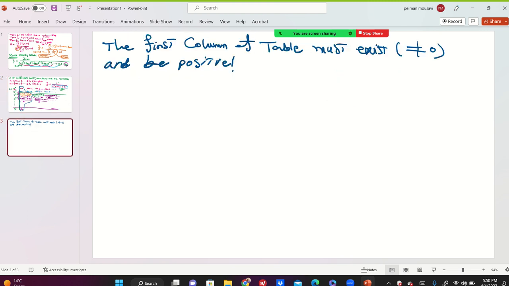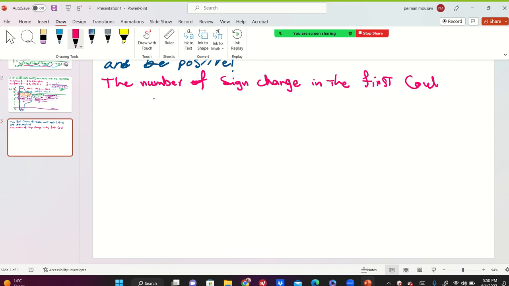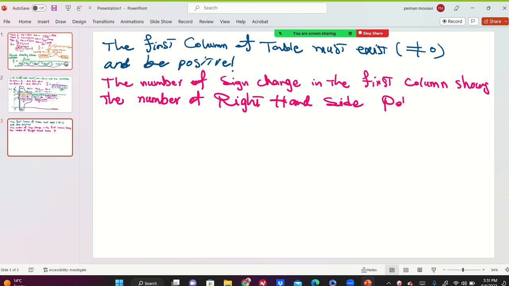Now, we have some points. The number of sign changes in the first column shows the number of right hand side poles. Interesting, right?